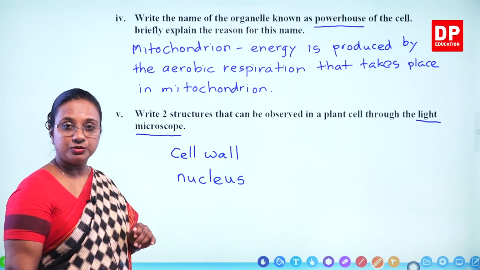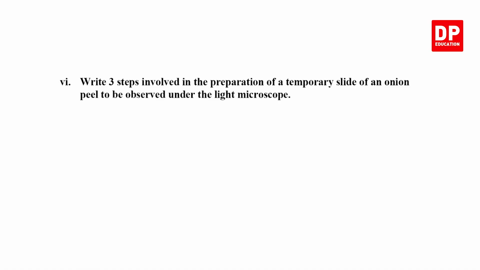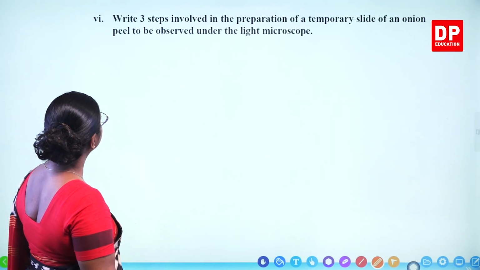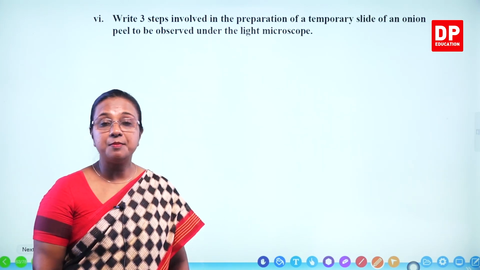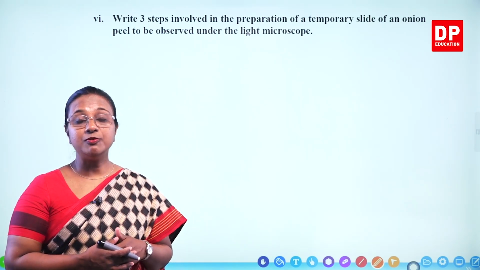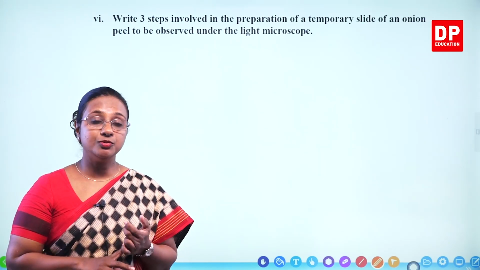We will move on to the next question. Write 3 steps involved in the preparation of a temporary slide of an onion peel to be observed under the light microscope. We have done this activity before. You know the steps involved. What do we do first?